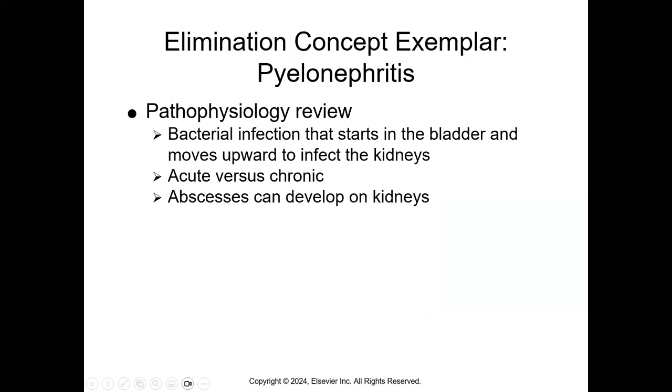So the first concept that we're going to be talking about is pyelonephritis. Pyelonephritis is what happens when you have a urinary tract infection that either isn't treated adequately or it's just a very virulent strain of bacteria. The bacteria is localized in the bladder, but then it starts to climb up the ureters to infect the kidneys. So you can be infected either acutely or chronically.